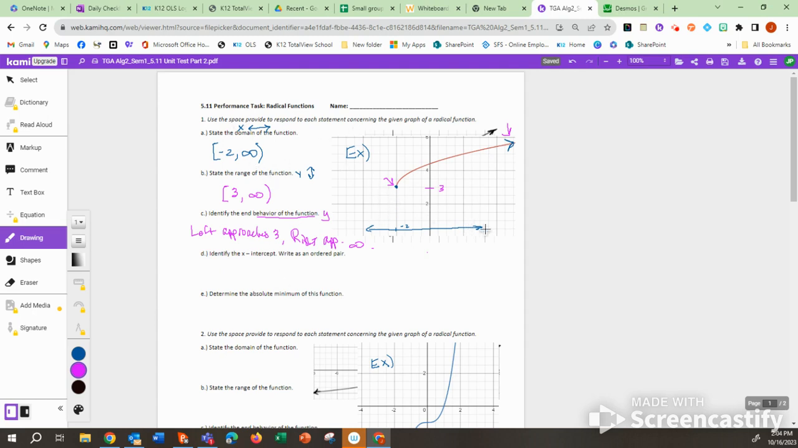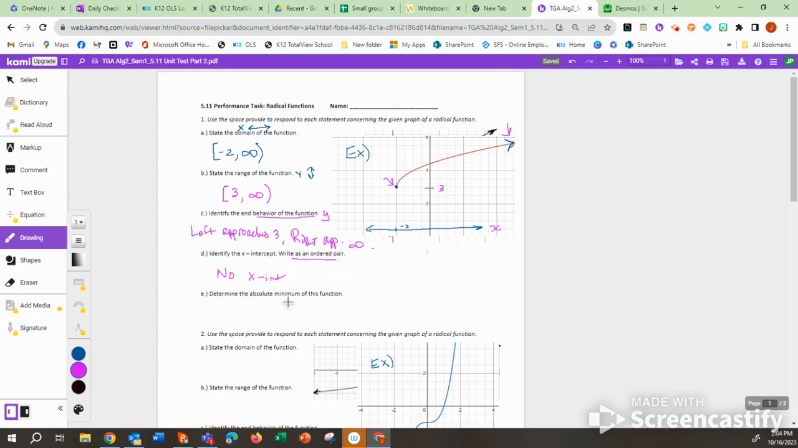X-intercept, this graph is not crossing the x-axis. We're pretending this is the x-axis because I cut it off when I made my snip. So we're going to say there's no x-intercept. If your graph crossed the x-axis, then you would list that as an ordered pair. That would be a point somewhere on the x-axis.